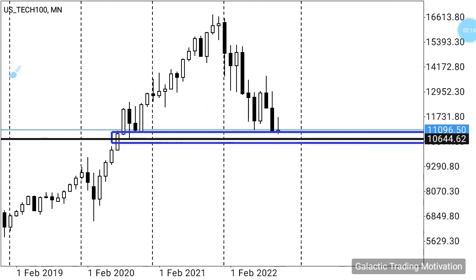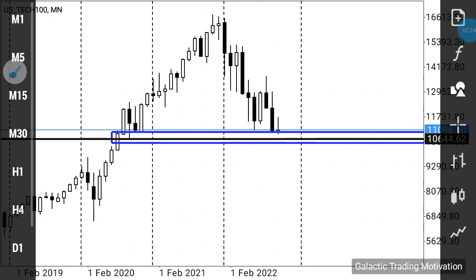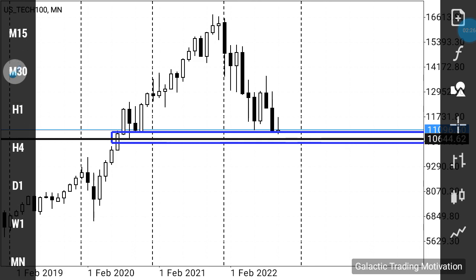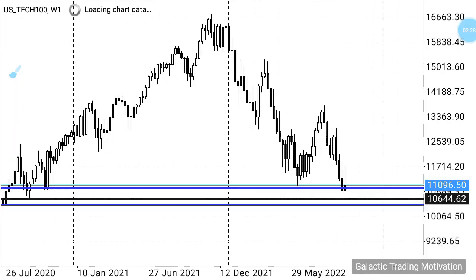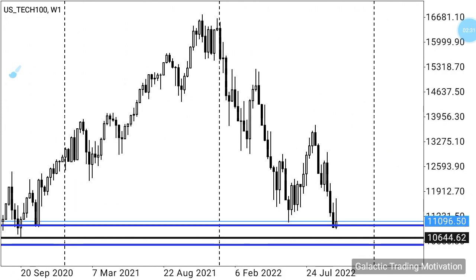So what else do we see, guys, in regards to the monthly chart of NASDAQ 100? At this point, I don't see much. What I will do now is head down to the weekly chart. And here we are on the weekly chart.